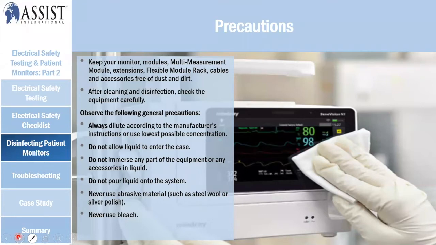And always dilute according to the manufacturer's instructions. Use the lowest possible concentration of liquid. Do not allow the liquid to enter the equipment. Be careful with that, because at the back you get quite a lot of ventilation holes. If water or moisture gets into that area, you need to be careful with that. So do not pour liquid into the system.